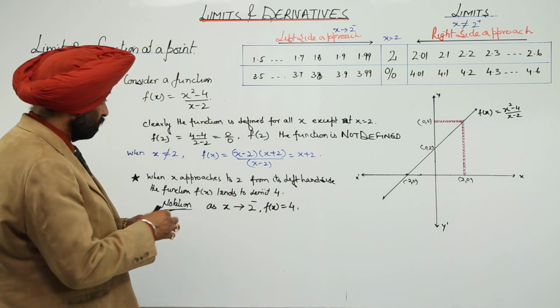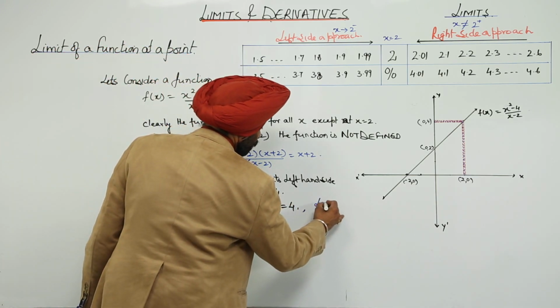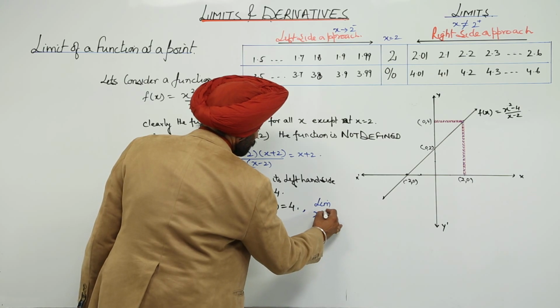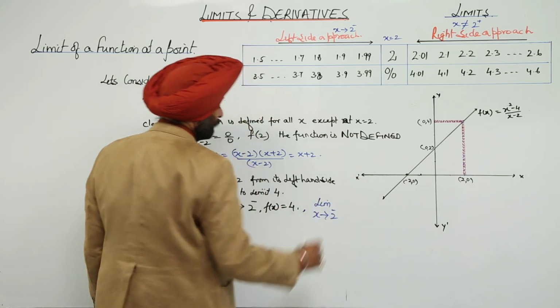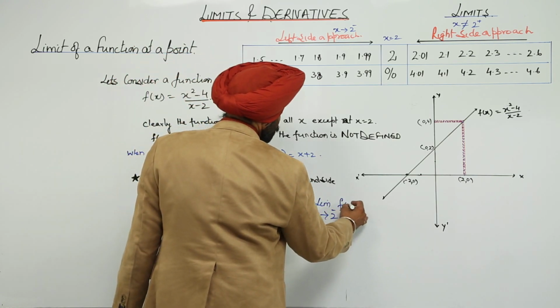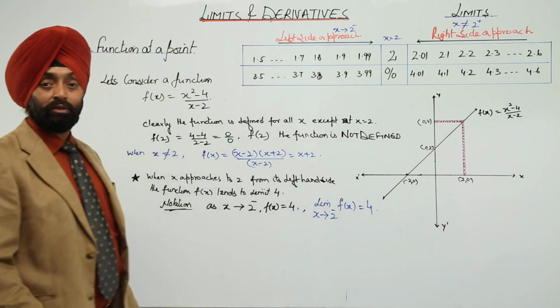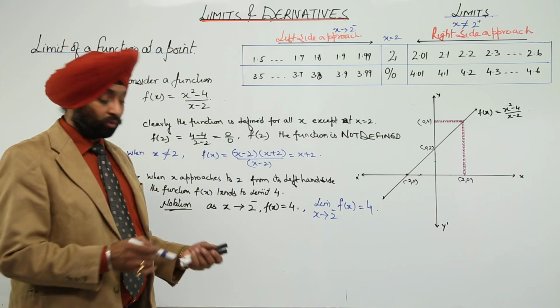Now, basically what can we write? We will be writing limit as x approaches 2 from the left hand side of the function f(x), the result is 4. This is the basic notation which we have to write.